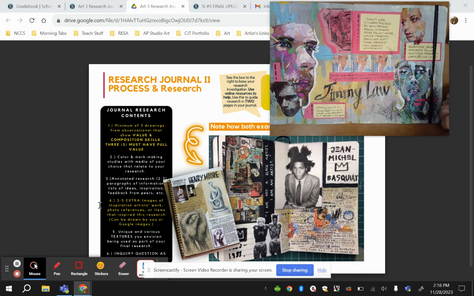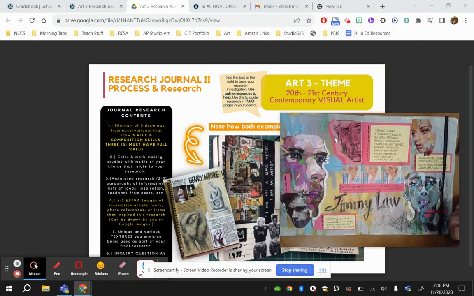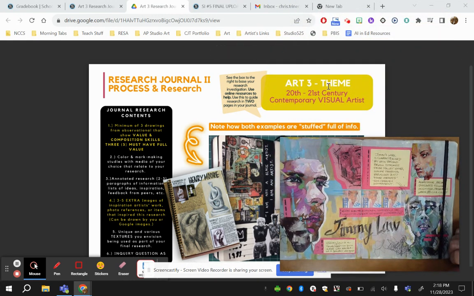You'll see that format running in the black box on the far left side. It tells you all the requirements. I'm going to move this screen for a second. So your theme this time is to select a 20th or 21st century contemporary visual artist.